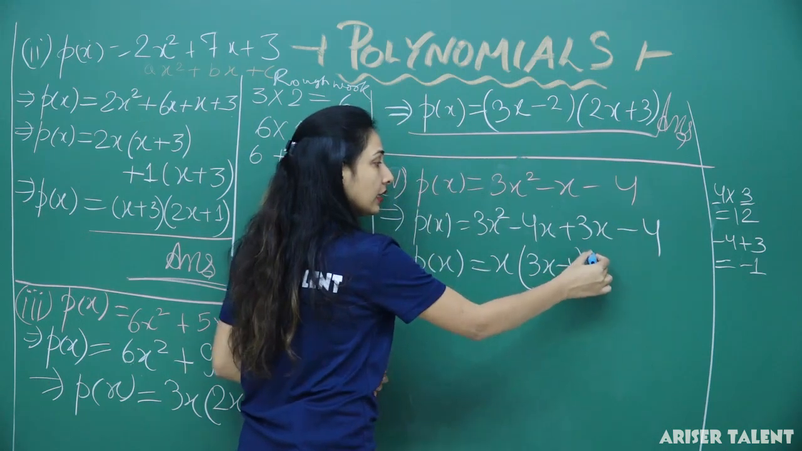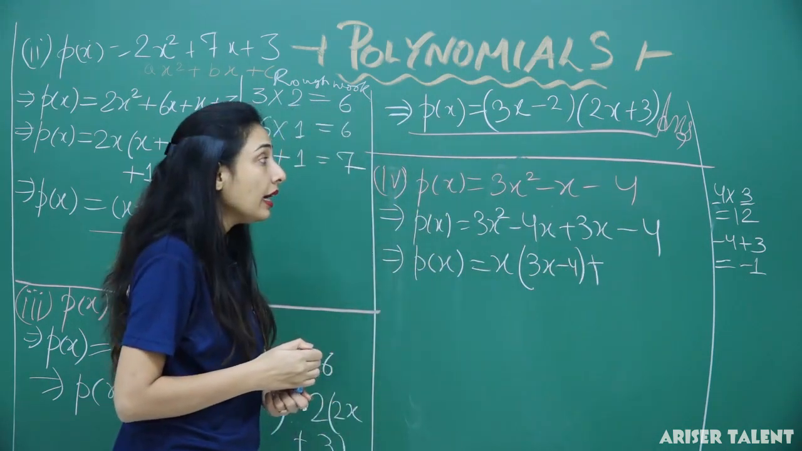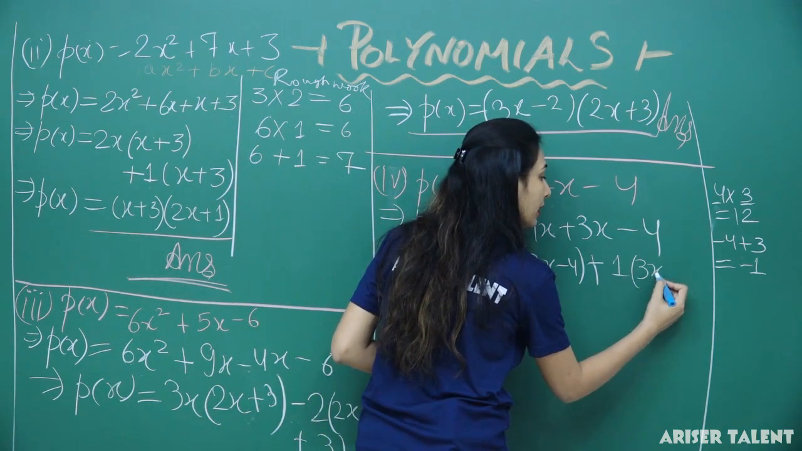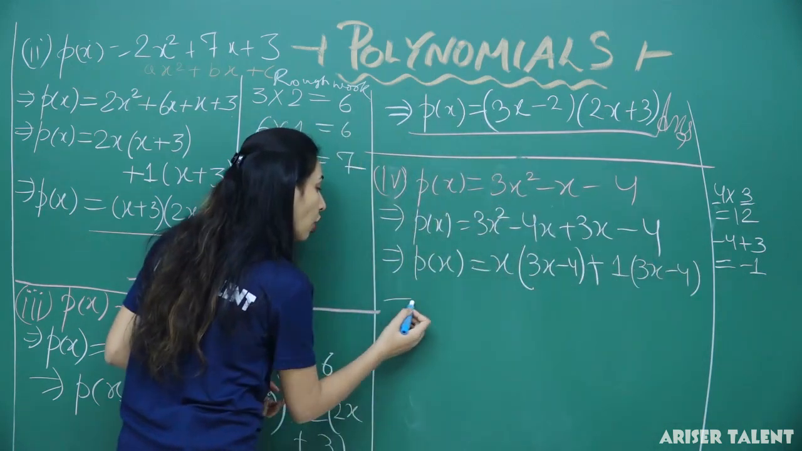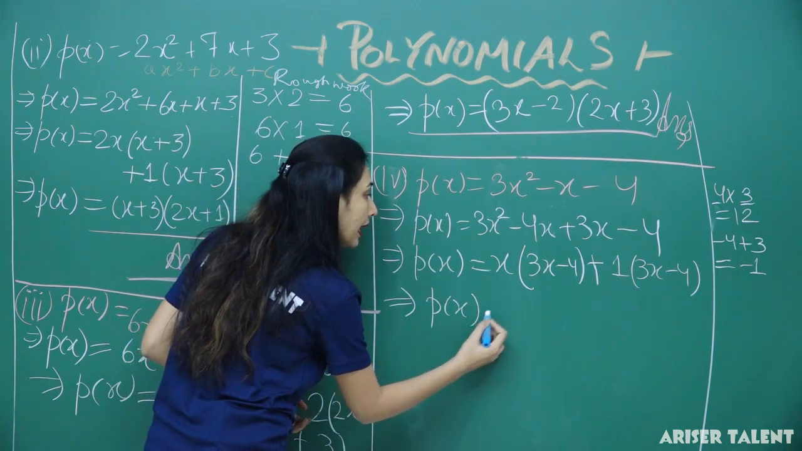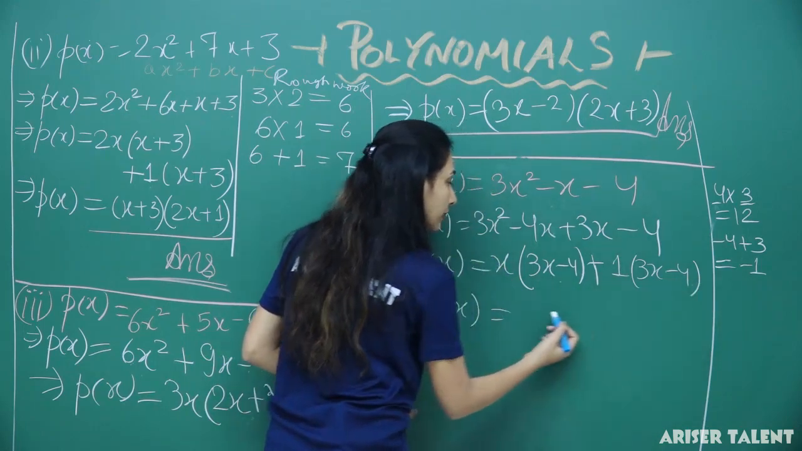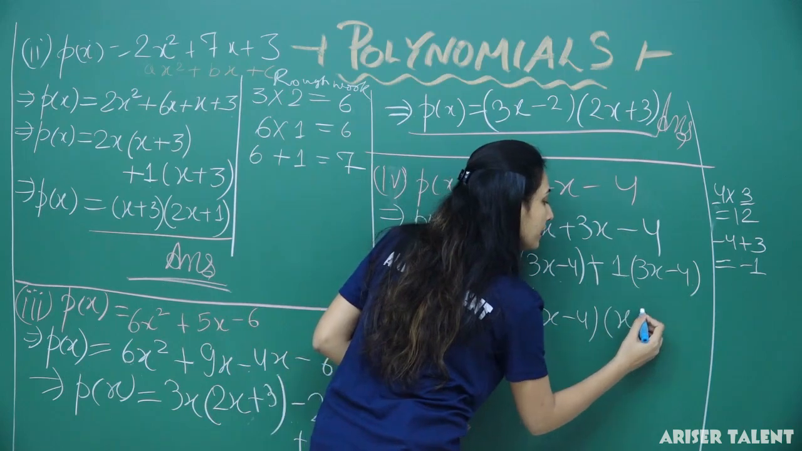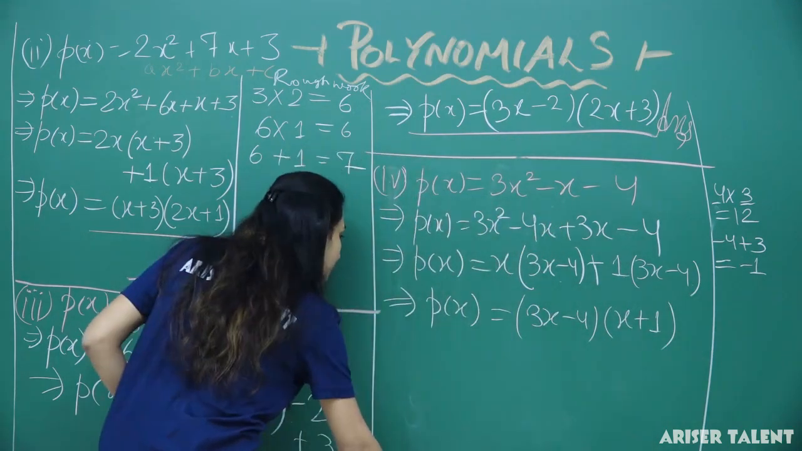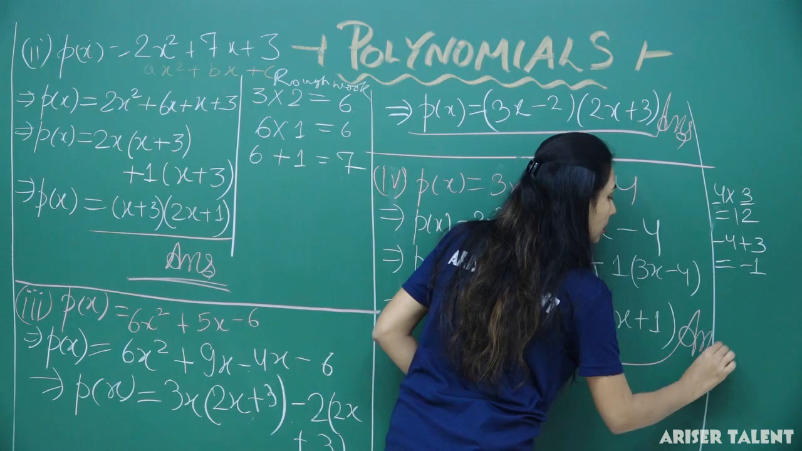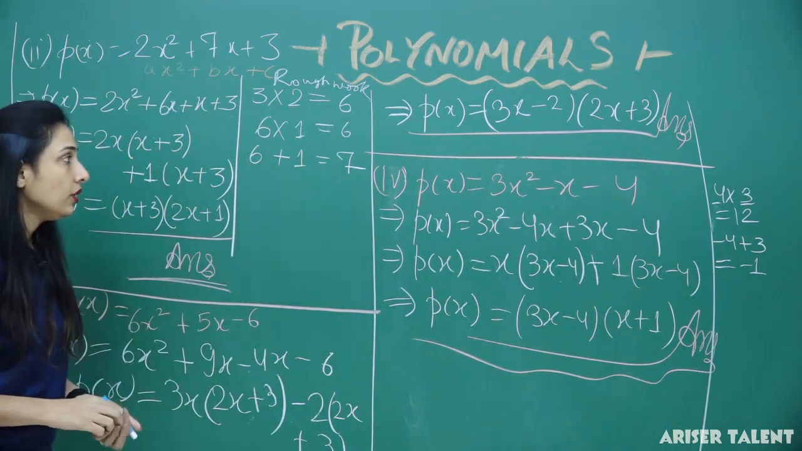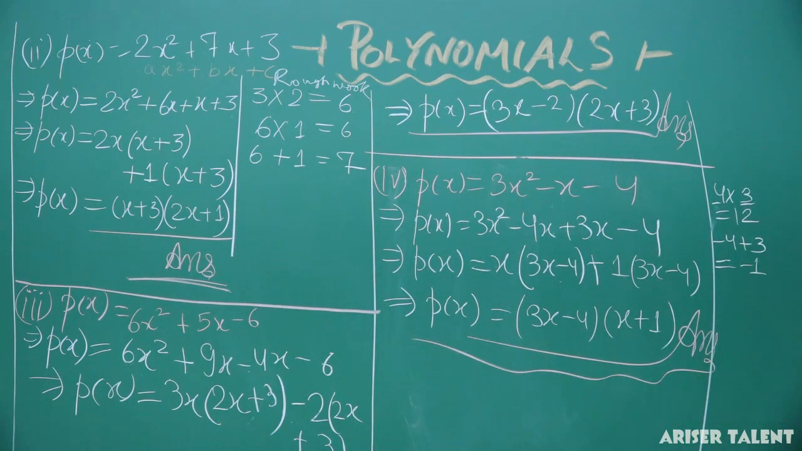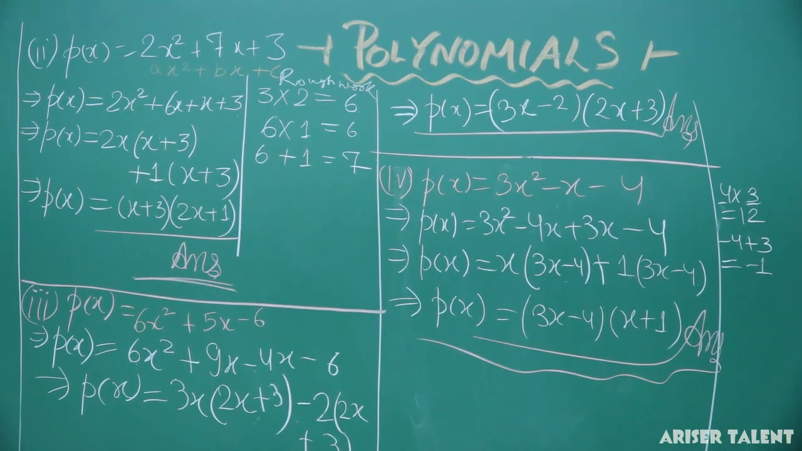Here you will get nothing common, so you will be having what common? 1 common here. So taking 1 common, that will make 3x minus 4. Now what is common here in that particular term? You are having 3x minus 4 and 3x minus 4 common, so 3x minus 4, okay. So you will get x plus 1 here. Again, this is your answer, student. Okay. So you have done the second, third and fourth part. Now you know how to factorize when it comes to ax square plus bx plus c format.